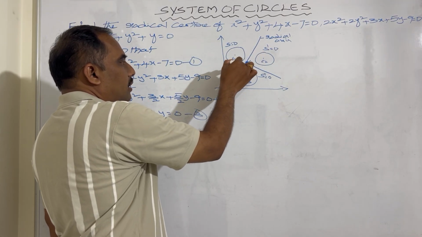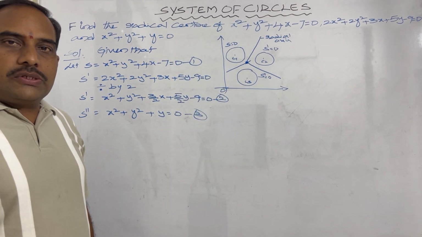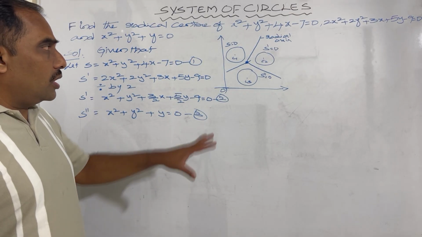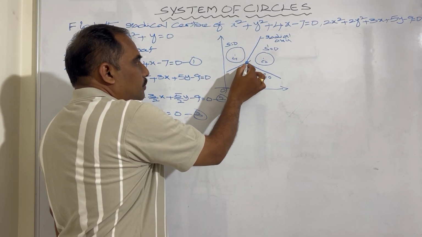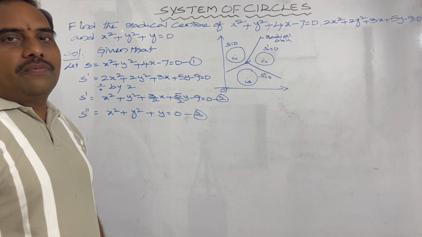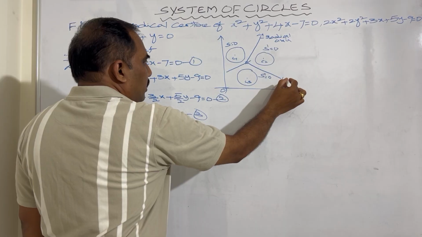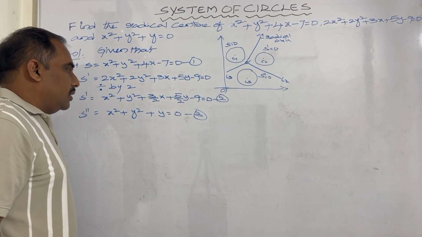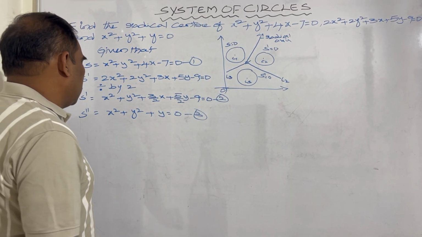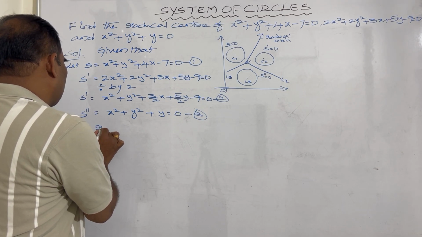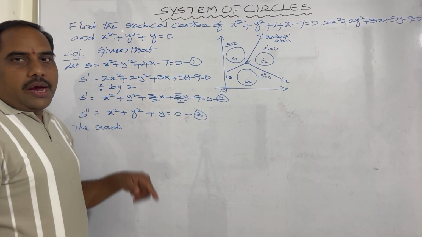Here the radical axes of each pair of circles are concurrent. That point of concurrence, that is the point of intersection of the radical axes, is called the radical center. Suppose these are the radical axes L1, L2 and L3. The point of intersection of the radical axes is the radical center. So first I am finding the radical axis of the first 2 circles, that is the pair S is equal to 0 and S dash is equal to 0.